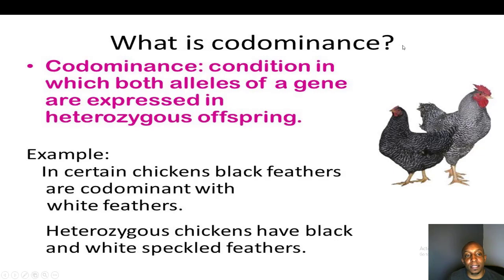So what is codominance? Codominance is a condition in which both alleles of a gene are expressed in heterozygous offspring. So for example, in certain chickens, black feathers are codominant with white feathers. And what this means is that you're going to see both phenotypes. You're going to see the black feathers and you're going to see the white feathers of the chicken. So heterozygous chickens have black and white speckled feathers, just like these chickens over here to the right.